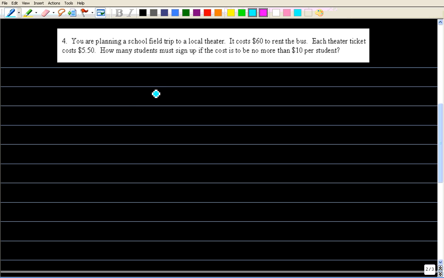Alright, so this is a little bit different than the kind we've seen before, but it's not all that difficult. So I know that it costs $5.50 a student, so 5.5x plus $60 to rent. And we're wanting this to cost no more than $10 per student. So if the total cost is $5.50 times the number of students plus the $60 fee, and the costs are going to be all on the students, when we divide that by the number of students, that should tell us how much each student will pay. And we want that to be no more than, in other words, less than or equal to $10.